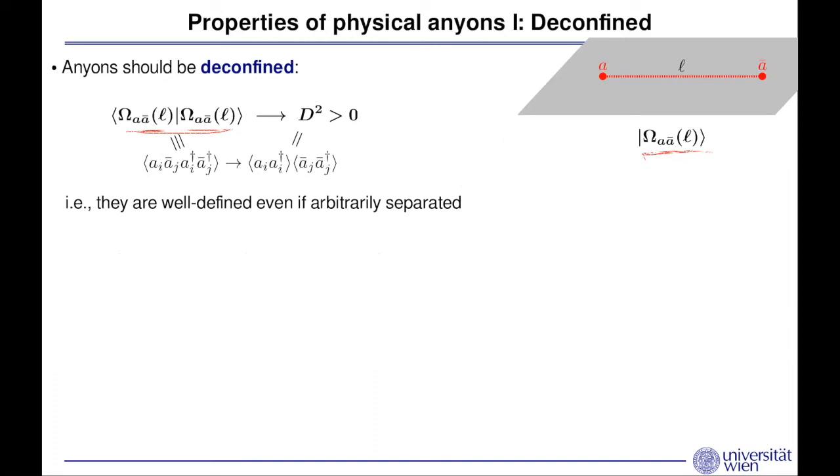If you like this language, if not, ignore it. If you like it, you can say, well, there's some operator which creates anyons. It really creates them in pairs. So there's an A dagger I and A dagger J, which creates 2 anyons at I and J.